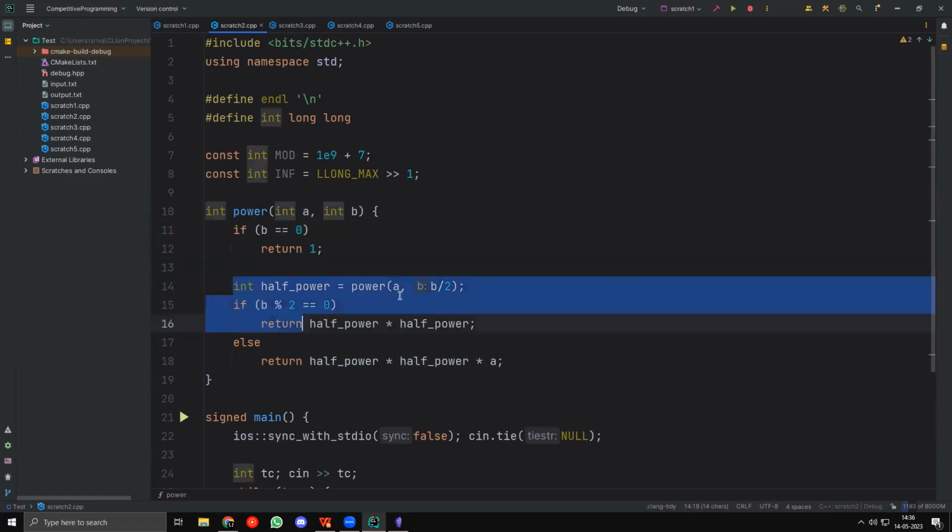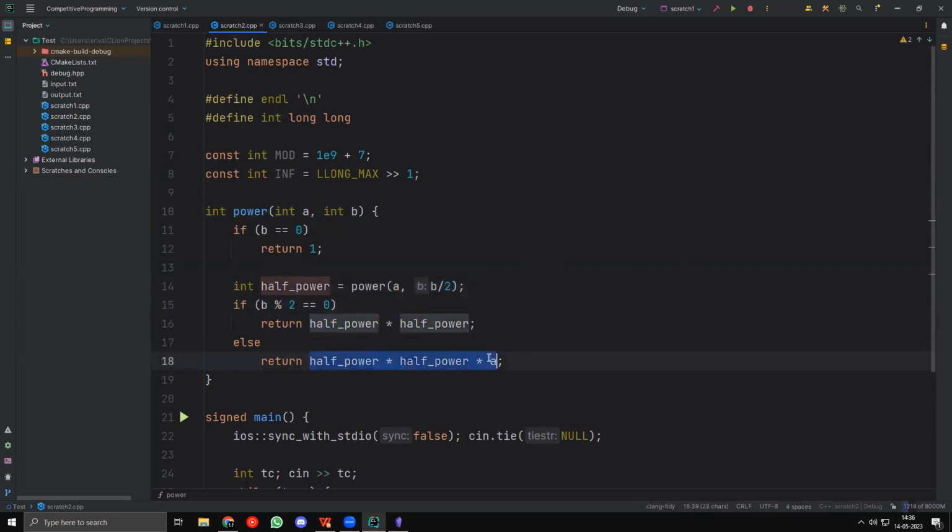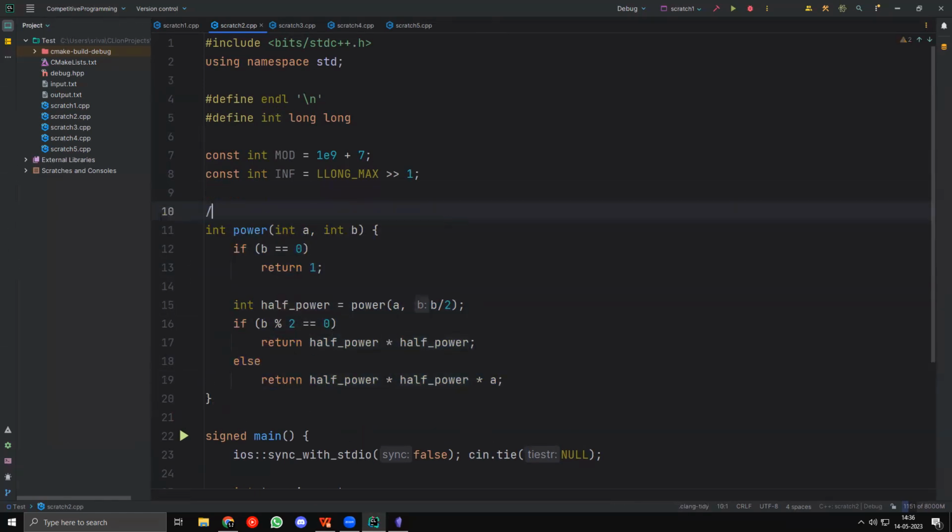Then you'll say int half power equal to power a comma b by 2. So you'll take power of half of the value. Then we'll forget how this works. We'll forget how it figures out the value. We don't care about that anymore. So we got half of the power. And so I'll say if b modulo 2 is equal to 0, return half power into half power. Otherwise, half power into a. And that's it. That's the power function. So you can just do this, and this will instantly be O of log n.